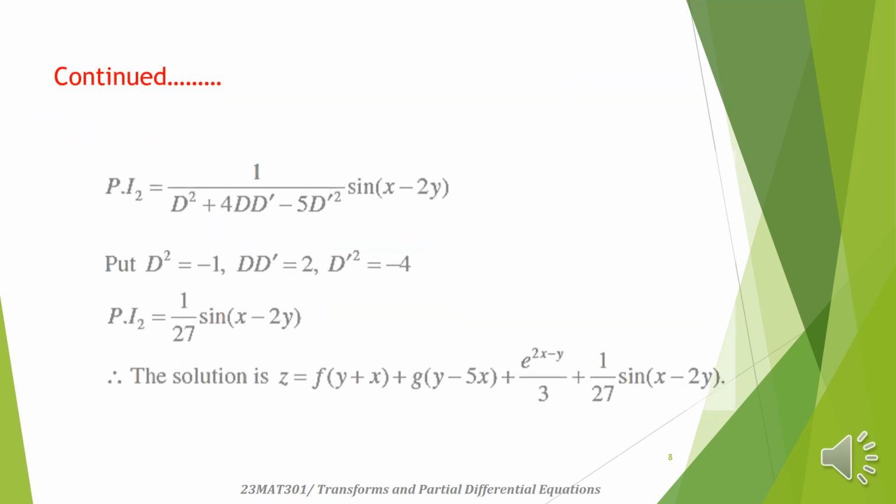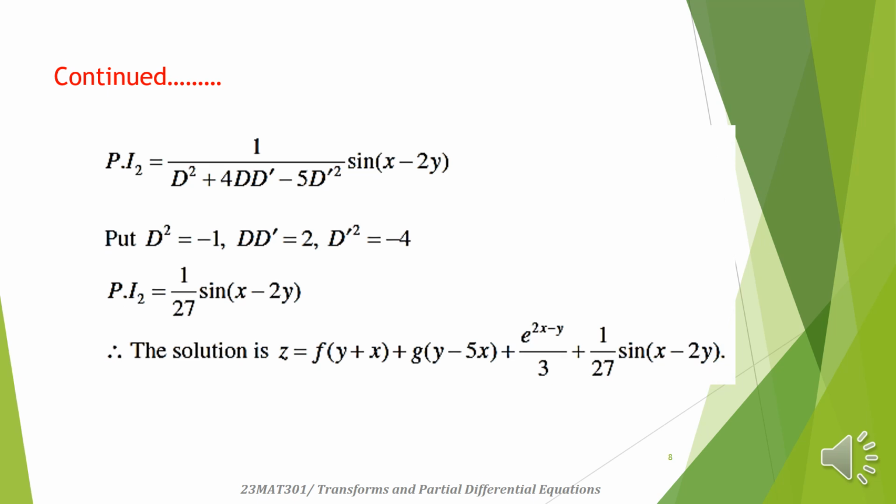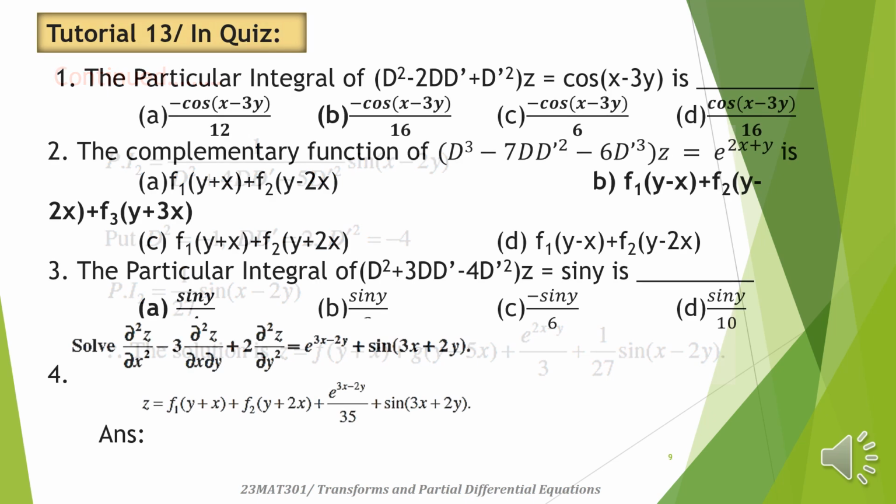For sine, find the value of d square, d dash, then d dash square, substitute it here and get the final answer. Then on the whole you can write it as, here you can note that in some places we have used f1 of y plus x, f2 of y minus 5x, or f of y plus x plus g of y minus 5x is also the right way to write it. So you can use f1 f2 or f g, that depends upon how you want to write the final answer, that depends upon you. Okay, here practice all these questions and get the final answer and verify it with the answers I have given here.